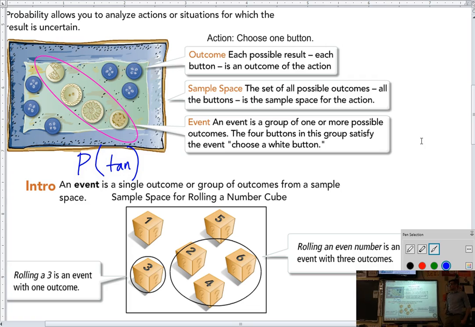So, Evie, thank you for volunteering. How many gray buttons are there? 4. What is the size of my sample space? How many outcomes are there possible? 10. So we get 4/10, or 0.4, or 40%.